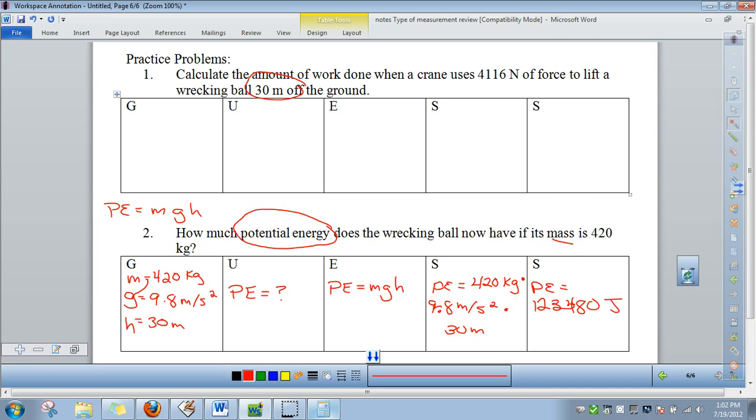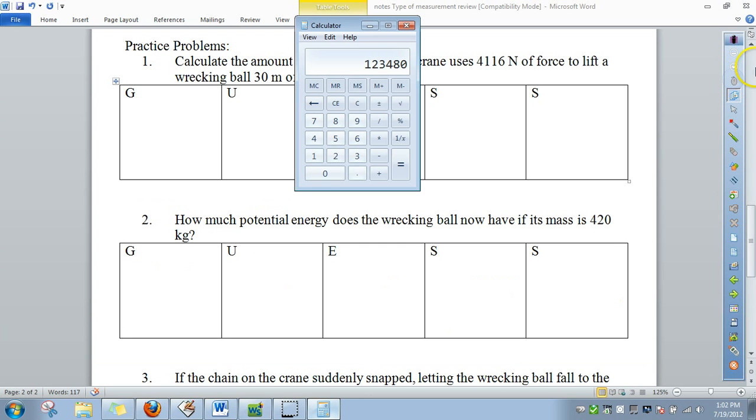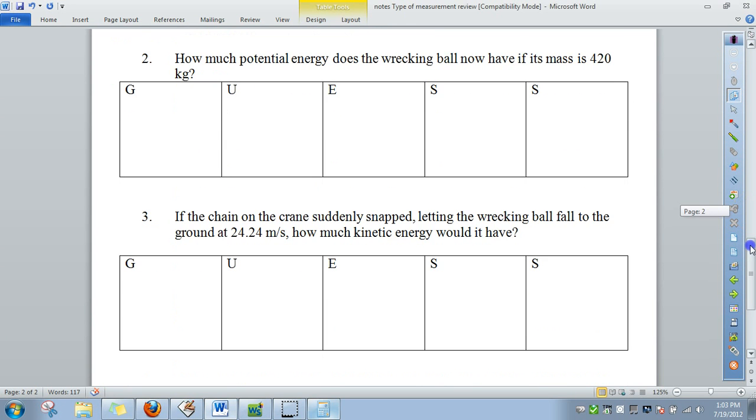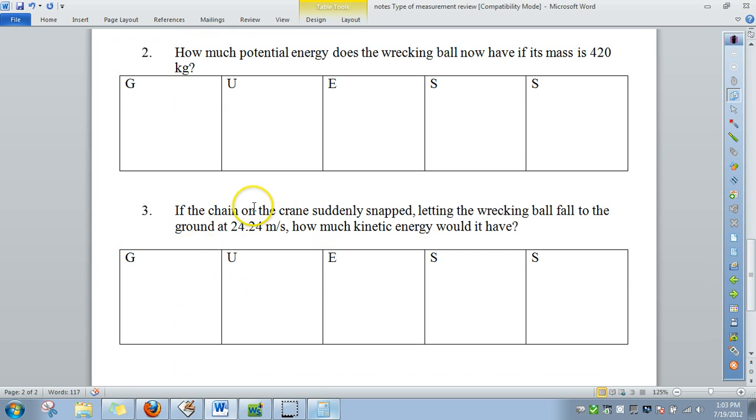All right, let's look at our last problem. Our last problem is going to talk about what if the chain on the crane suddenly snapped, letting the wrecking ball fall to the ground at 24.24 meters per second. How much kinetic energy would it have? All right, so still talking about the same wrecking ball.